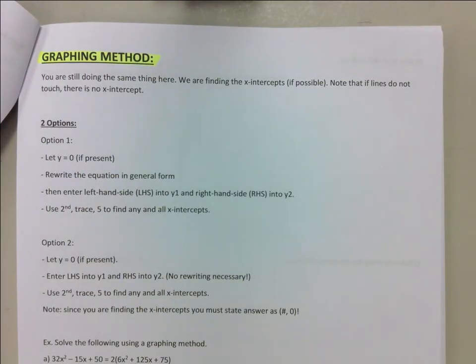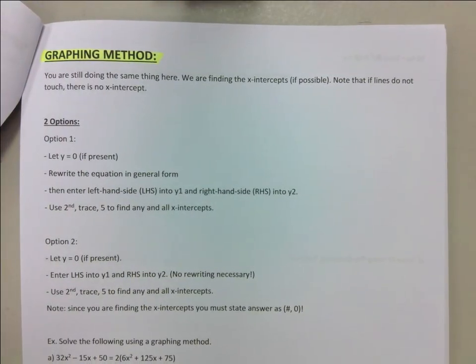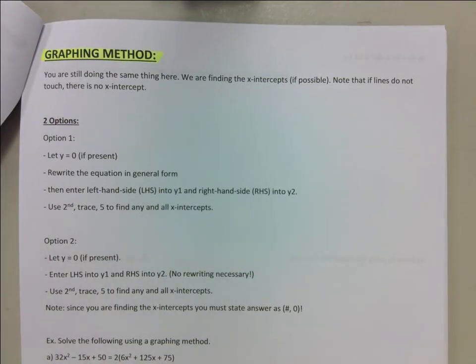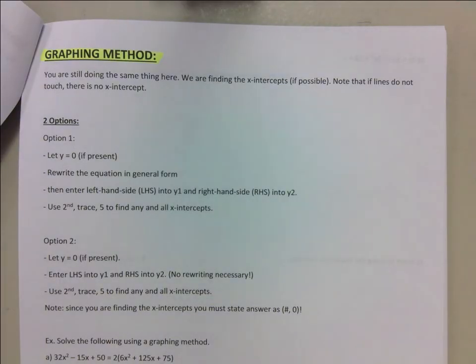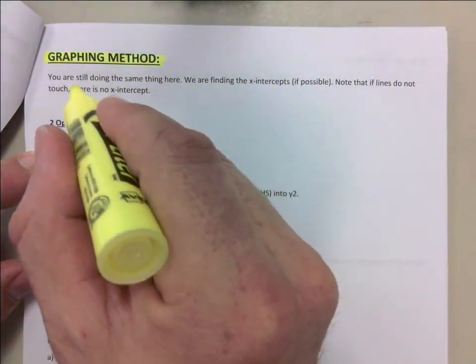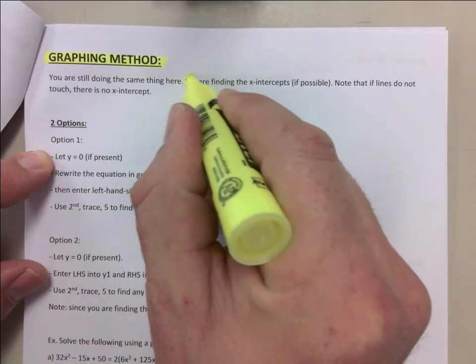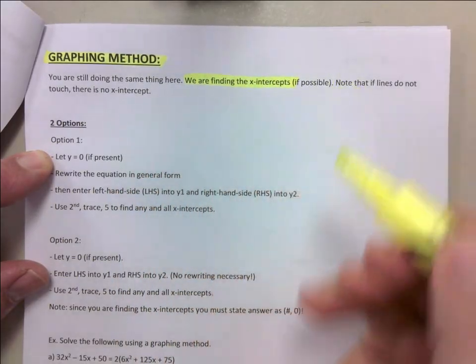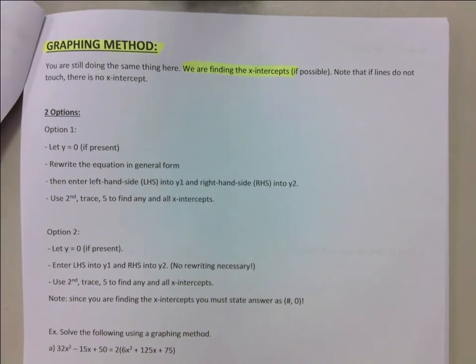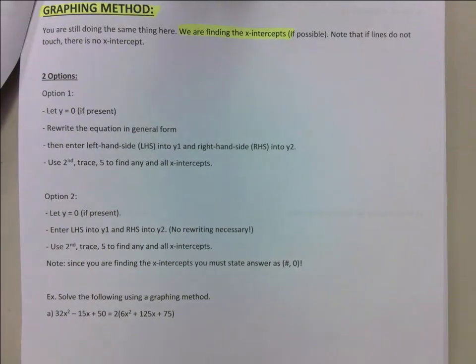I'm going to try to give you the short version of this, okay? Graphing method. You will realize that we've been doing this already. I'm actually not teaching you anything new. There's maybe just a little twist that I'm going to introduce, okay? We are still doing the same thing here. We're finding the x-intercepts if possible, okay? So nothing has changed. You've got two options here.